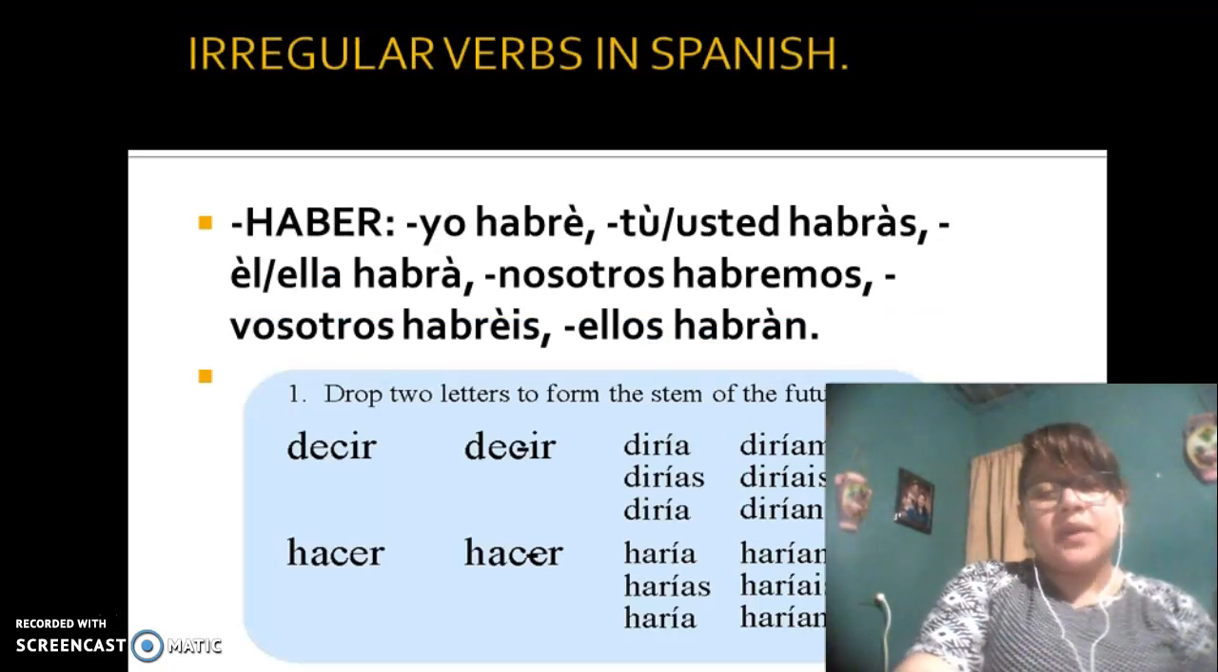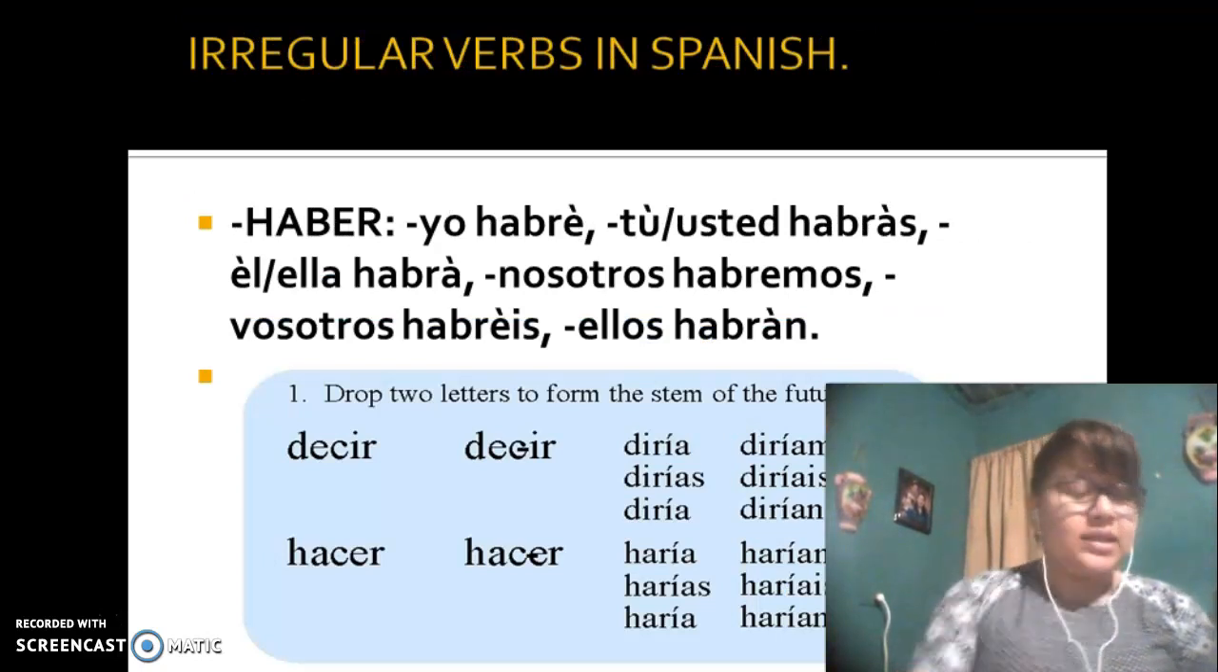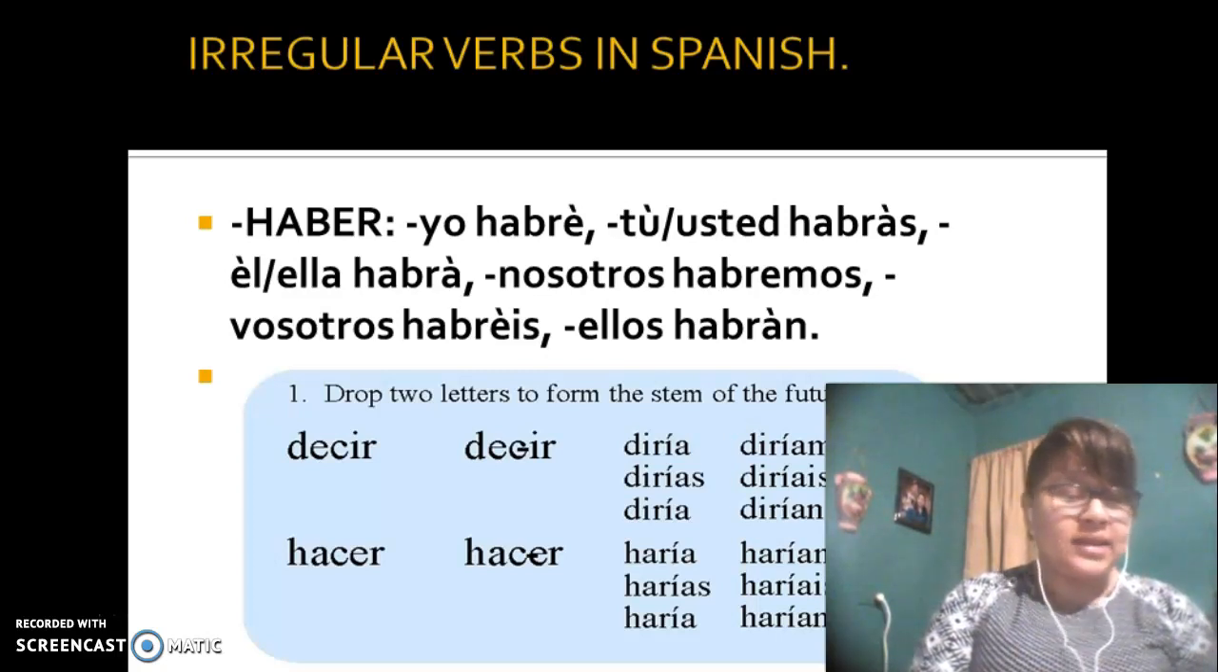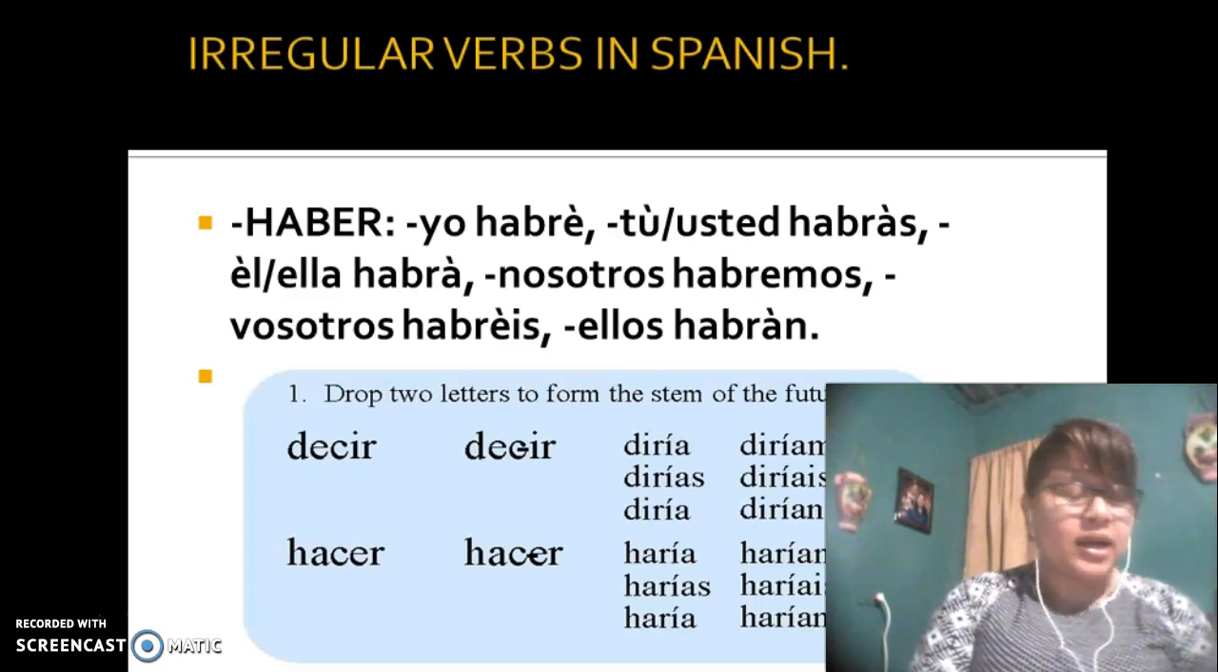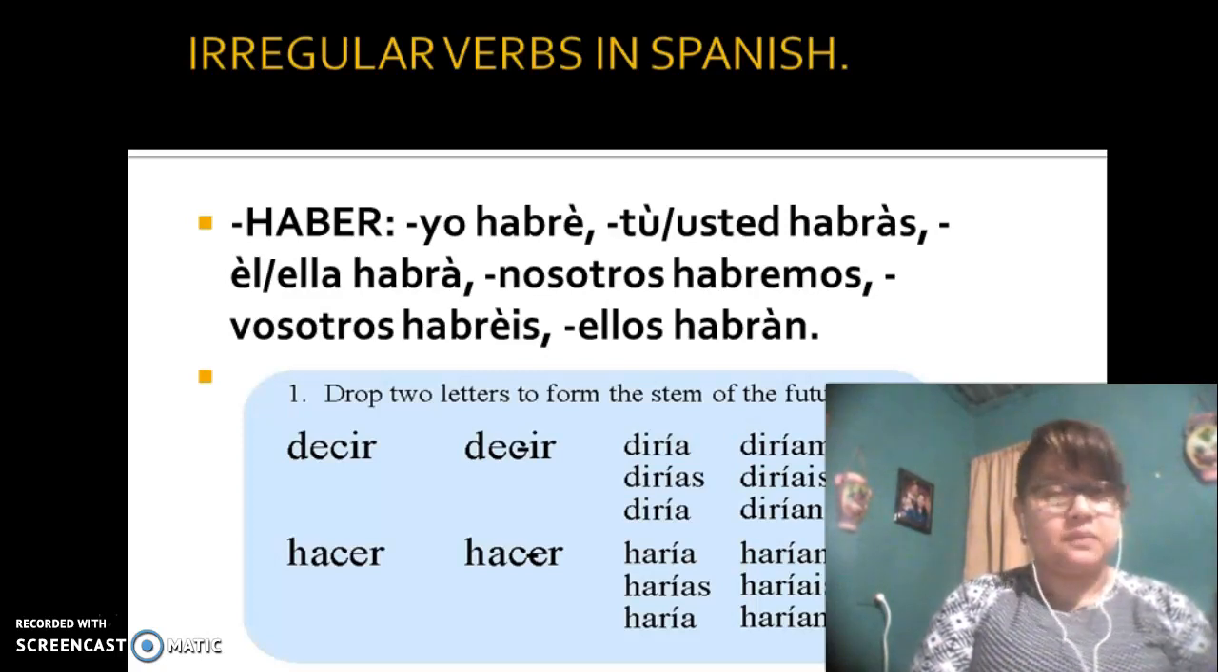About irregular verbs in Spanish, there are some verbs that not only change their ending in the future in Spanish, but also their stem, the initial part of the verb. These verbs are caber, decir, hacer, poder, querer, saber, salir, tener, valer, venir.